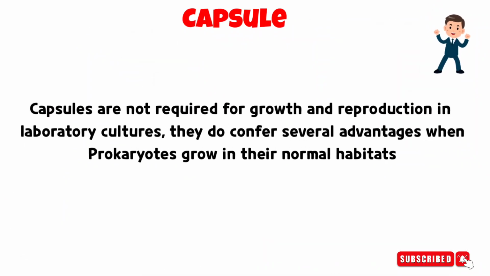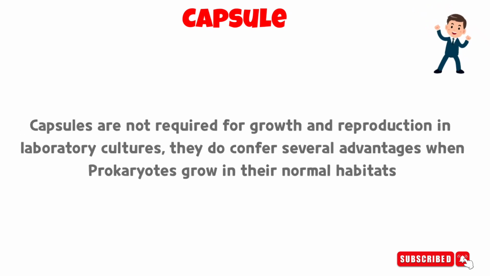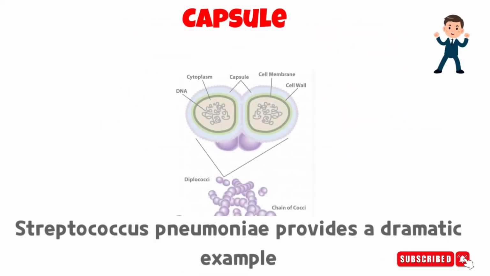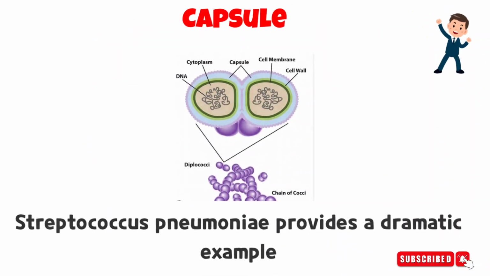Capsules are not required for growth and reproduction in laboratory cultures. They do confer several advantages when prokaryotes grow in their normal habitats. They help pathogenic bacteria resist phagocytosis by host phagocytes. Streptococcus pneumoniae provides a dramatic example.